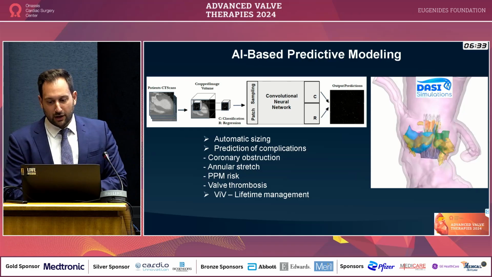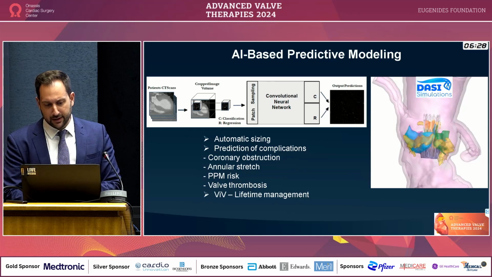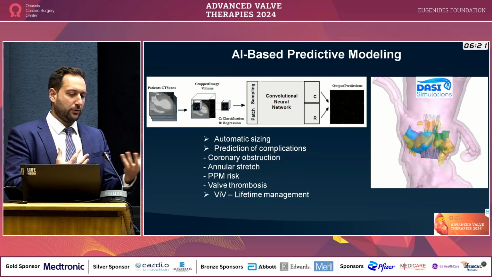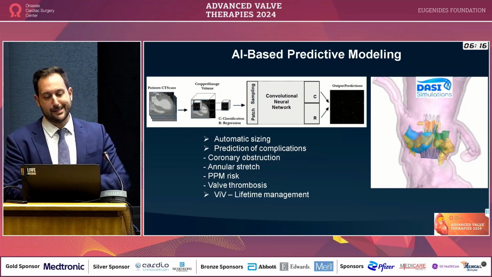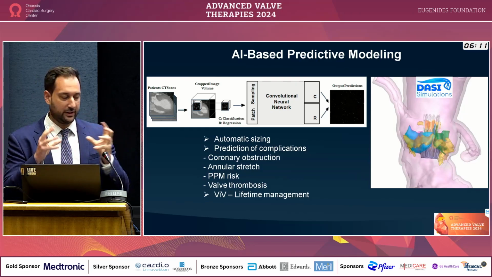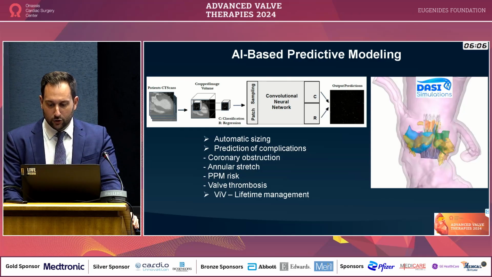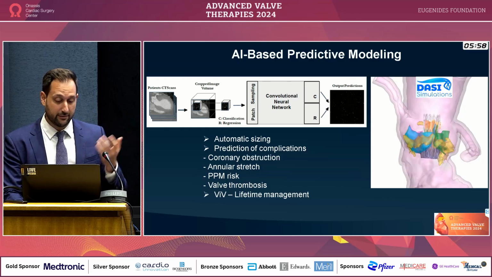Recently we started collaborating with Dardas Simulations. It's an AI simulation software. I think there's a similar one in Europe from the Netherlands. This software uses the CT scan to create all these volumes, and then to create the models. Based on those models, we deploy different kinds of valves and sizes and implantation depths to assess all this: the sizing, the risk for obstruction, annular injury, pacemaker risk, and even valve thrombosis.